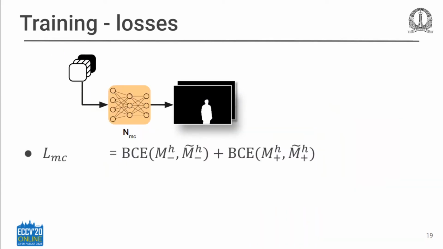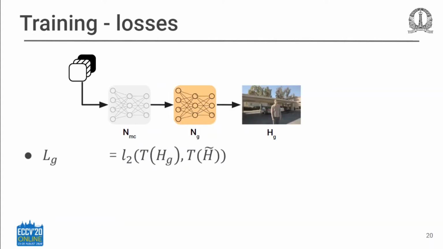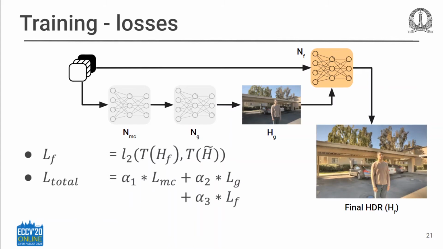The loss for training the entire model consists of 3 individual losses at each subnetwork. To train the segmentation network, we compute the binary cross entropy loss between predicted and the ground truth segmentation maps. The L2 loss between the guide HDR and the ground truth HDR is used to train the NG model. Here, the T function denotes the mu law tone mapping applied on HDR images before computing the loss. Similarly, the L2 loss between the final image and the ground truth HDR is used to train the NF model. The total loss is taken as a weighted sum of 3 individual losses, where alpha 1, alpha 2, and alpha 3 denote the weight values assigned to individual loss functions.